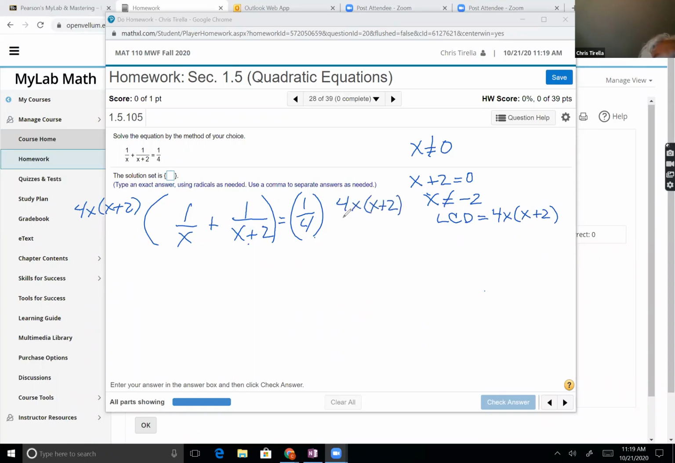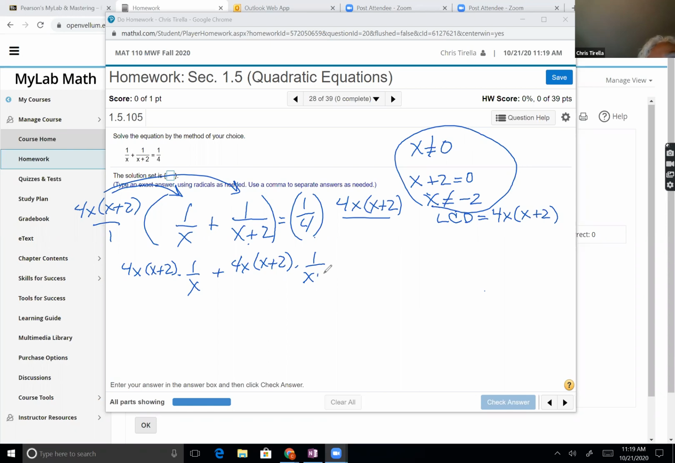And again, I can do that because by clarifying where it's undefined, I'm going to mentally make sure I'm not multiplying both sides by 0. Does everybody see on the left-hand side the need to distribute? So that gives me 4x times (x + 2) times 1 over x plus 4x times (x + 2) times 1 over (x + 2) equals 1/4 times 4x times (x + 2).